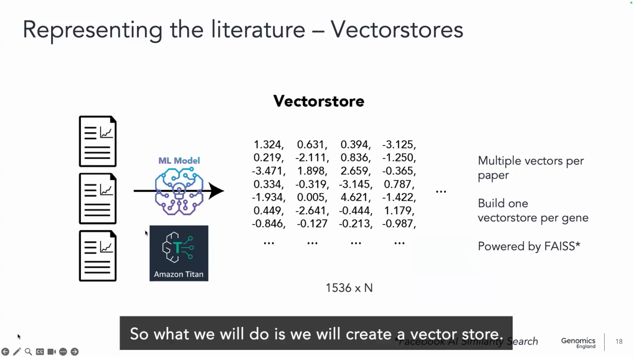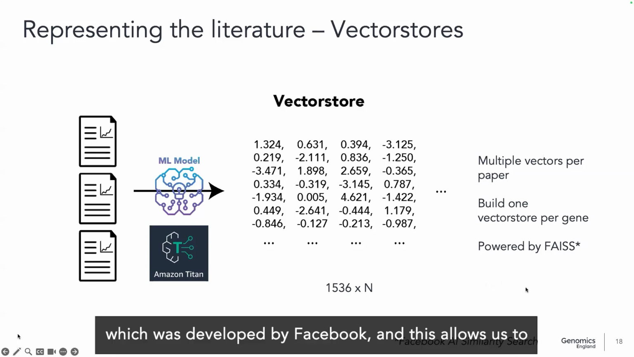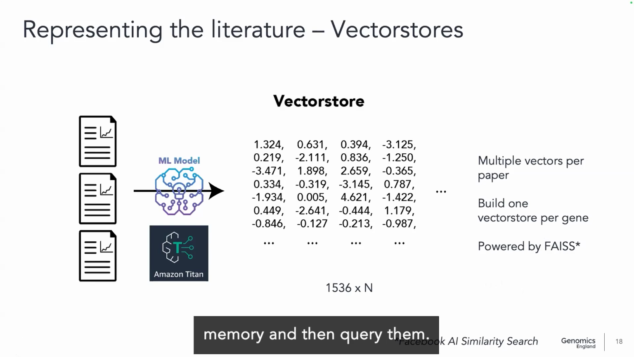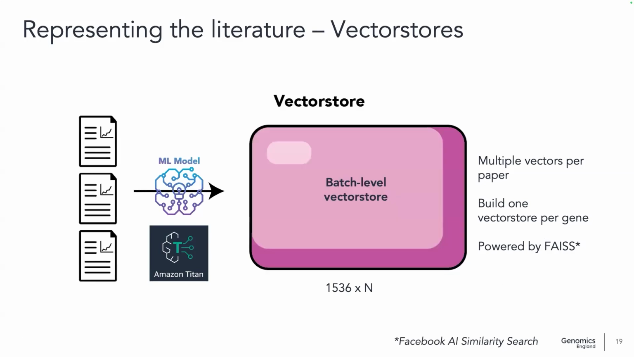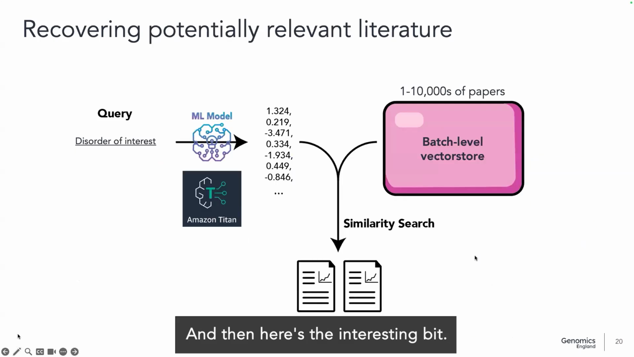So what we will do is we will create a vector store, and this is essentially powered by the FAISS module, which was developed by Facebook. And this allows us to essentially hold all these vectors together in memory and then query them. Yep, so there's our batch level vector store. And then here's the interesting bit.